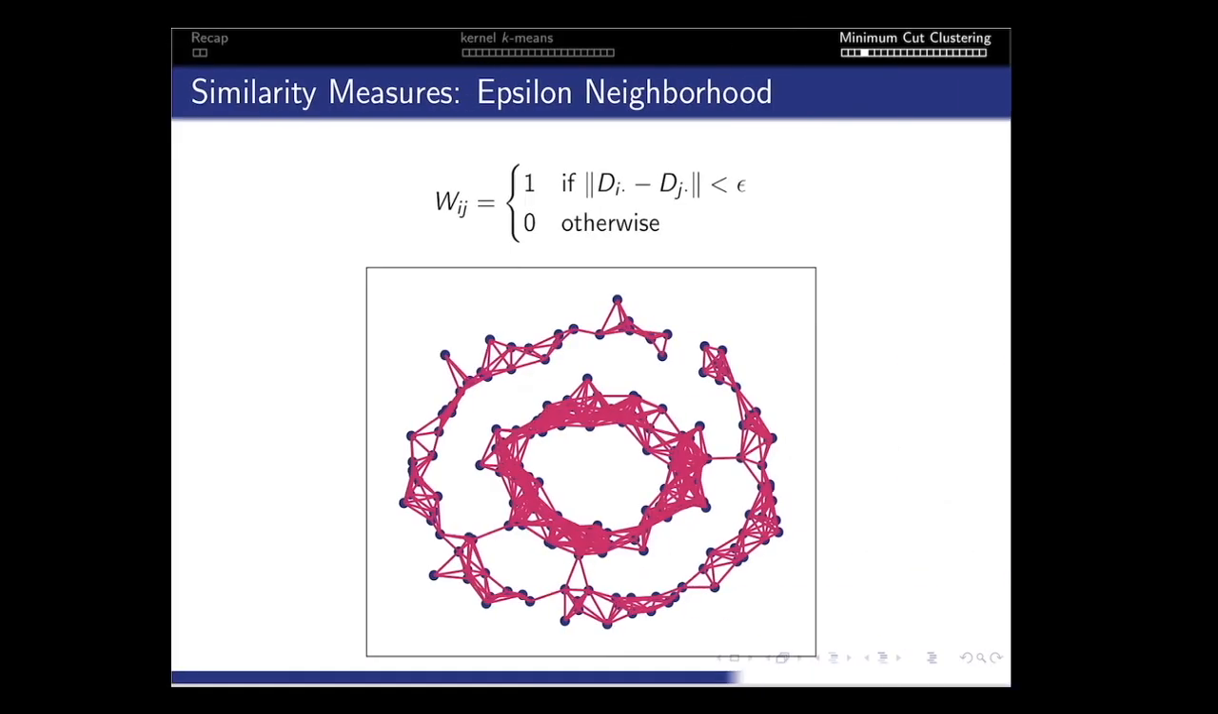For example, we could use as similarity measurement the epsilon neighborhood. So this is related to the RBF kernel, only that we have here these discrete values, right? So we have either 1 or 0. So it's a 1 if the data points are below the similarity threshold of epsilon, and 0 otherwise. So that means that we draw here for every point one circle with radius epsilon, and we connect this one point here to every other point which is within this circle.